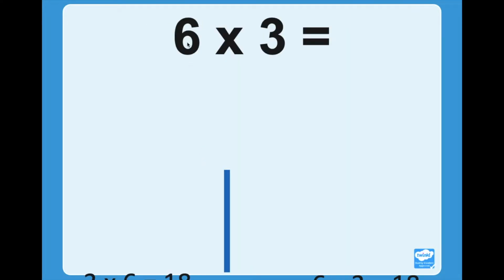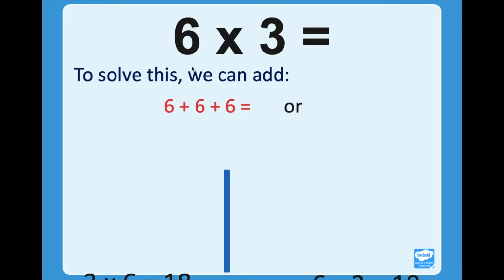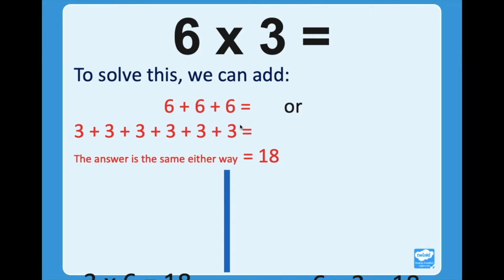For example, 6 times 3 or 6 groups of 3. I wonder what it equals. To solve this, we can add 6 plus 6 plus 6. So I added 6 3 times because that's what the other number was. Or if the other number suits me better because I'm better at skip counting with my 3s, I might want to go 3 plus 3 plus 3 plus 3 plus 3 plus 3. And I did that 6 times. Can you see? 1, 2, 3, 4, 5, 6. Okay, and the answer's the same.